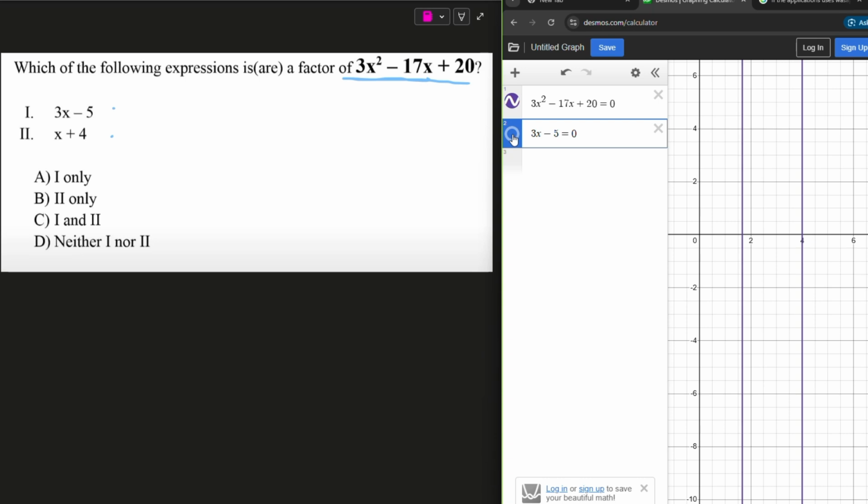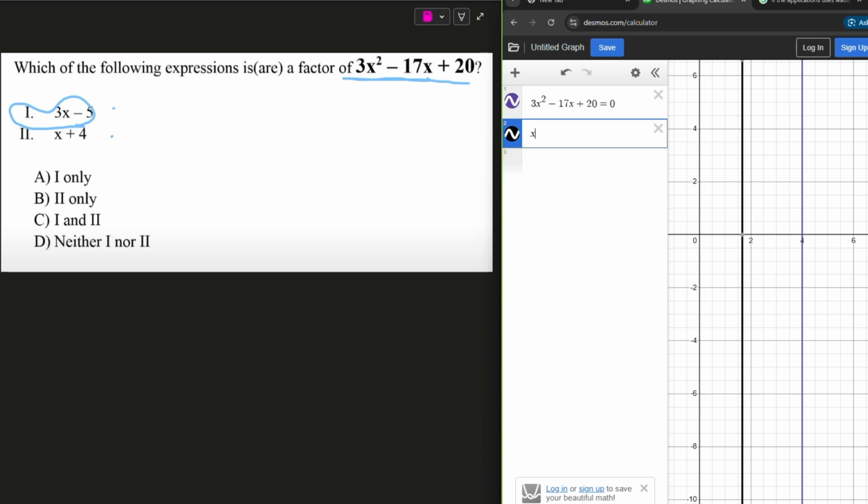And if I do so, I will see that it falls exactly on my purple line. That means that this is one of our factors. That's why this answer choice, the first one, will be the correct one.